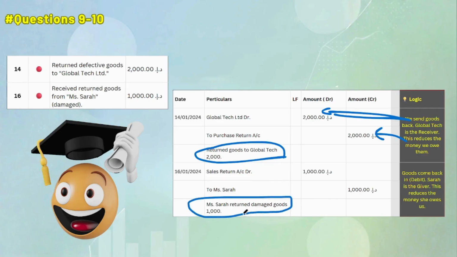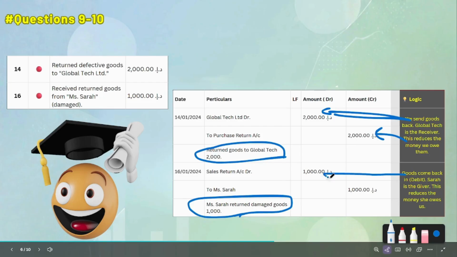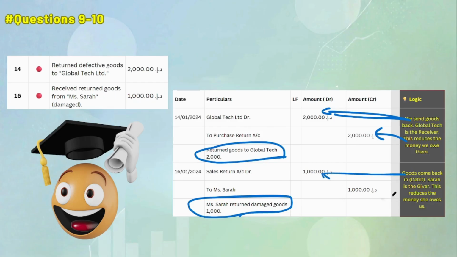On January 16th, Miss Sarah returns damaged goods to us. Goods come back in, debit sales return. Sarah is the giver, so credit her account. This reduces what she owes us.